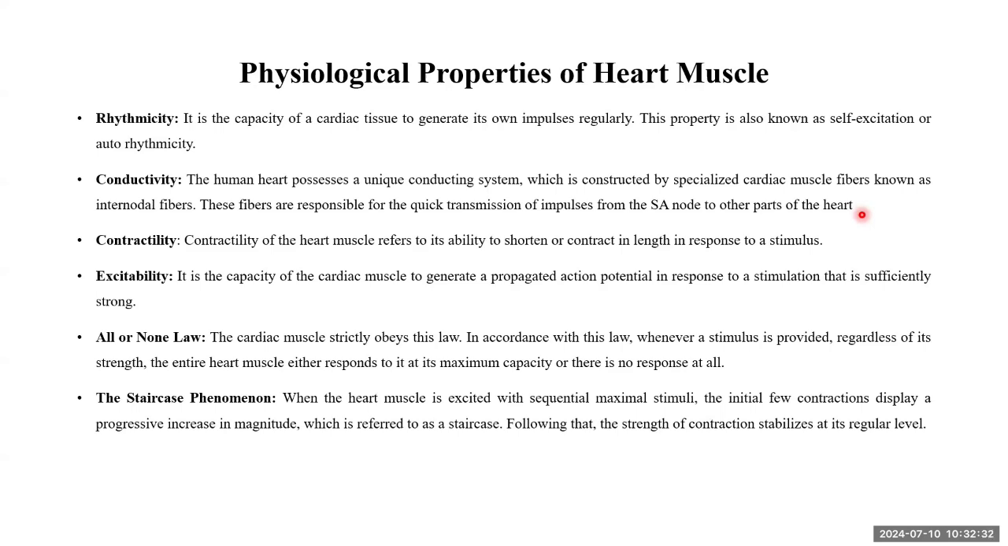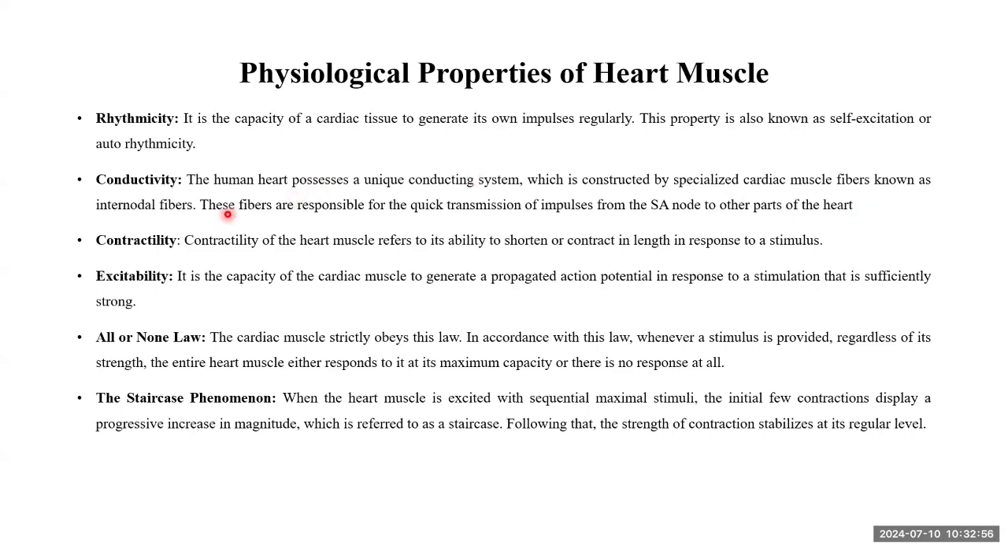Then it is spread to the atrioventricular junction, and then to the walls of the heart through the internodal fibers. We will talk in detail about the conduction system in the next slides. So this is how it works.